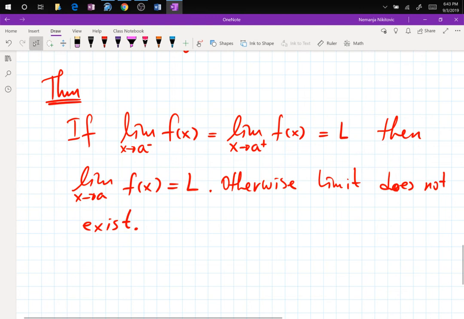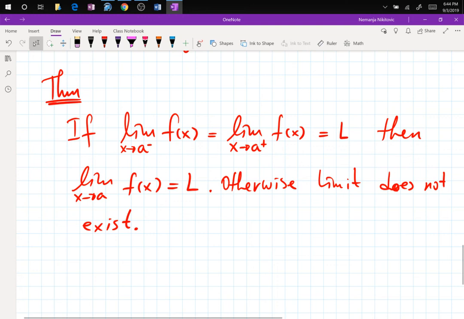In calculus, theorems are what you use to solve problems. What you see here is like a step-by-step instruction on how to do a problem. If the left and the right approach give the same value, that value becomes the limit of the problem, which is the y value. We said a fancy way, right?